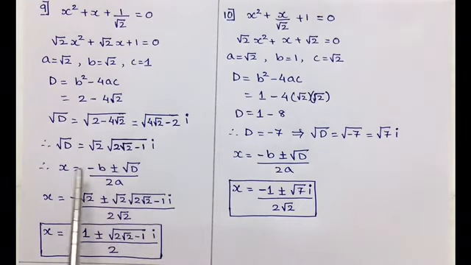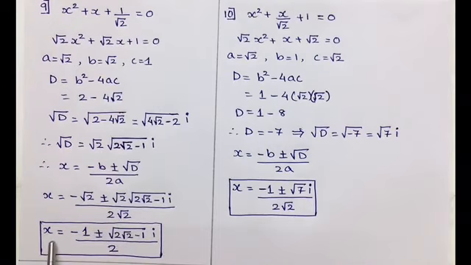Now keeping the values in the formula, x we get it as minus root 2 plus or minus root 2 into under root 2 root 2 minus 1 i whole divided by 2 root 2. Now taking out root 2 common from numerator, that gets cancelled with root 2 in the denominator, and the final value of x is minus 1 plus or minus under root of 2 root 2 minus 1 i whole divided by 2.